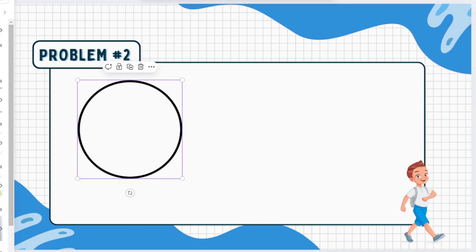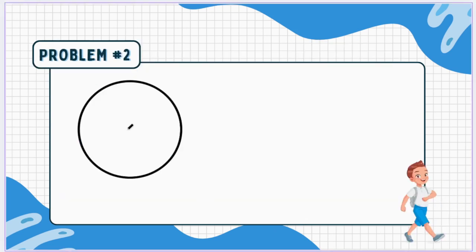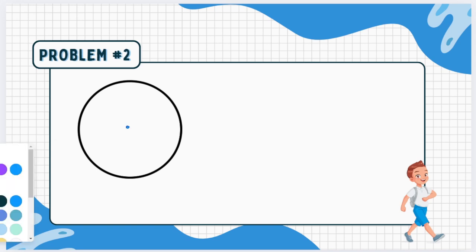And then, sabi po dun sa ating question, the radius of the path is 1 meter. Ano nga ba ang radius? Pag sinabi nating radius, that is the distance from the center towards the circle. So, that is 1 meter.